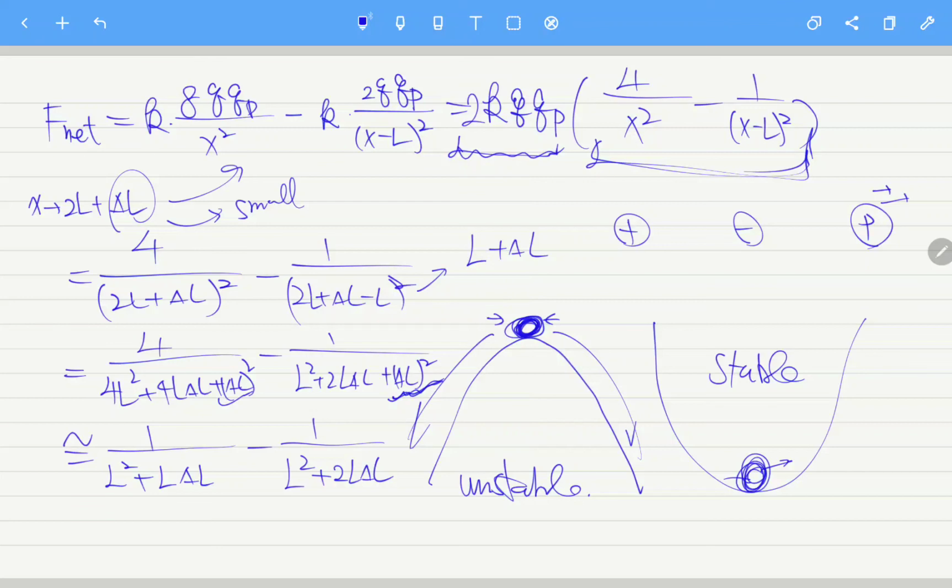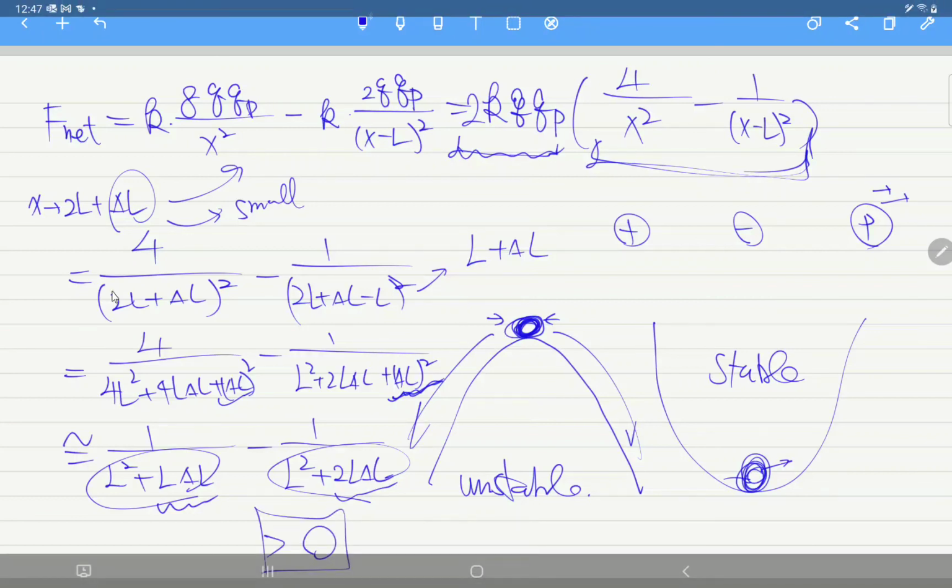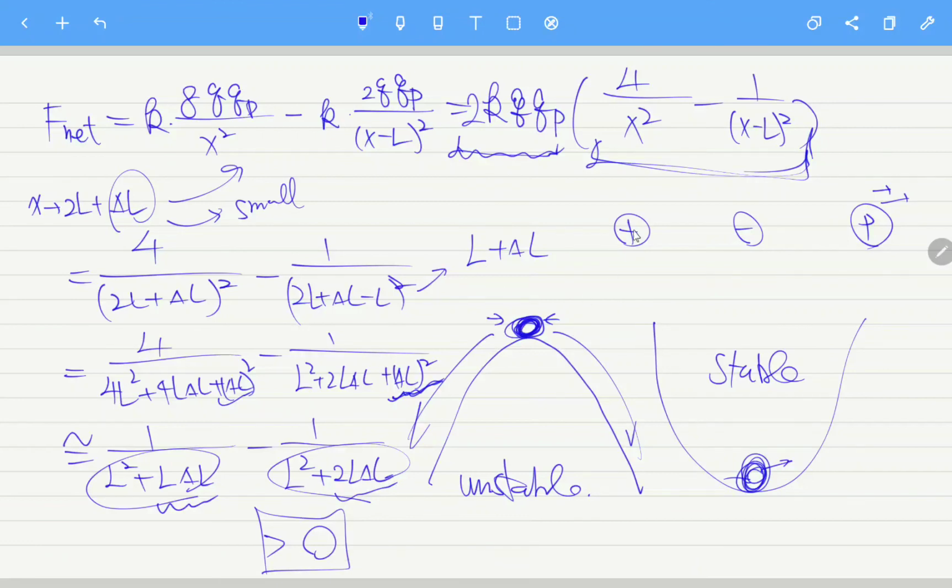So you can see that this denominator is smaller than that one. So the whole term is positive, which means that if you push the proton a little bit to the right side, the force will be positive. So the force will push it further to the right side. It makes it unstable.